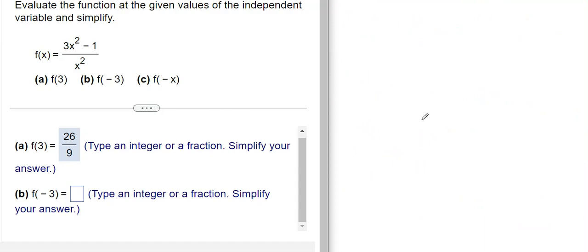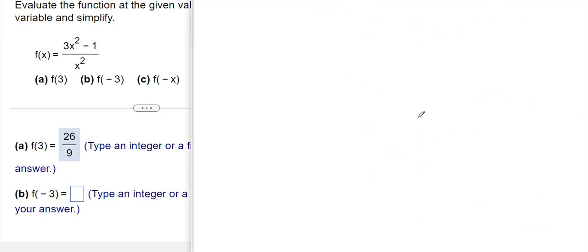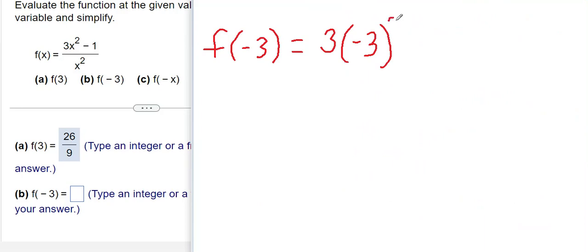Now we have to do f of negative 3. So f of negative 3, and I want you to watch how I'm doing this. You need to write it out this way on your paper. 3 times negative 3 squared minus 1 over negative 3 squared. So we're identifying what we're doing, and then we're actually inputting that value. In the next line, I'll start to simplify.